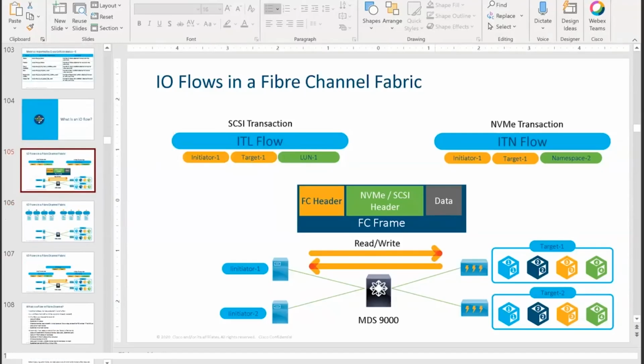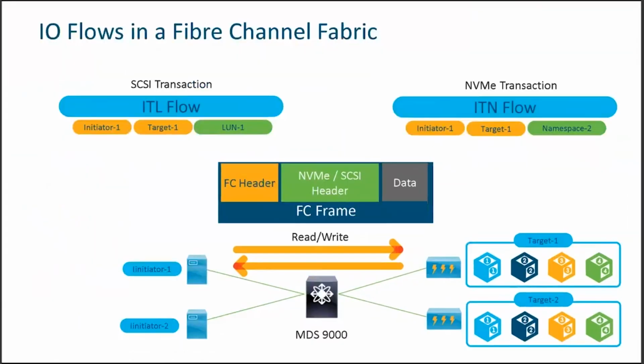So very quickly, this is how we define a flow: when the initiators are doing read and write transactions, or read and write traffic, with the targets. In the Fibre Channel header, we have the initiator and the target ID, the FCIDs of an initiator and the FCID of the target. That goes within the Fibre Channel header.